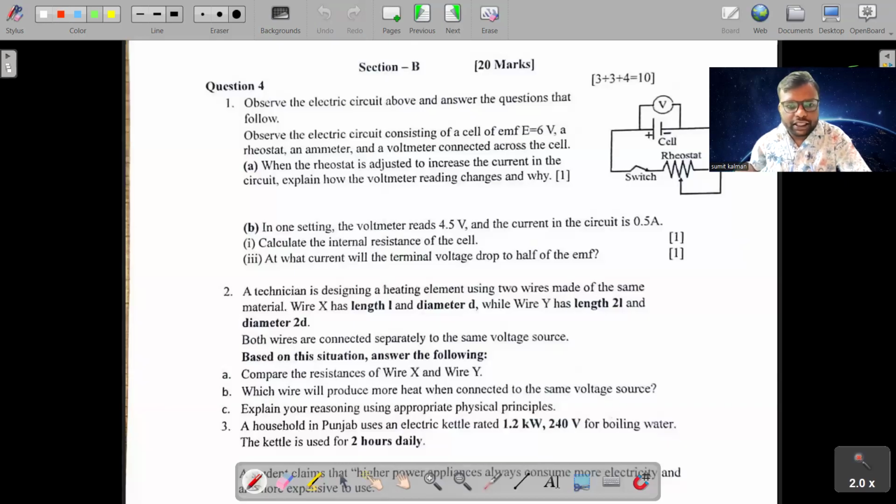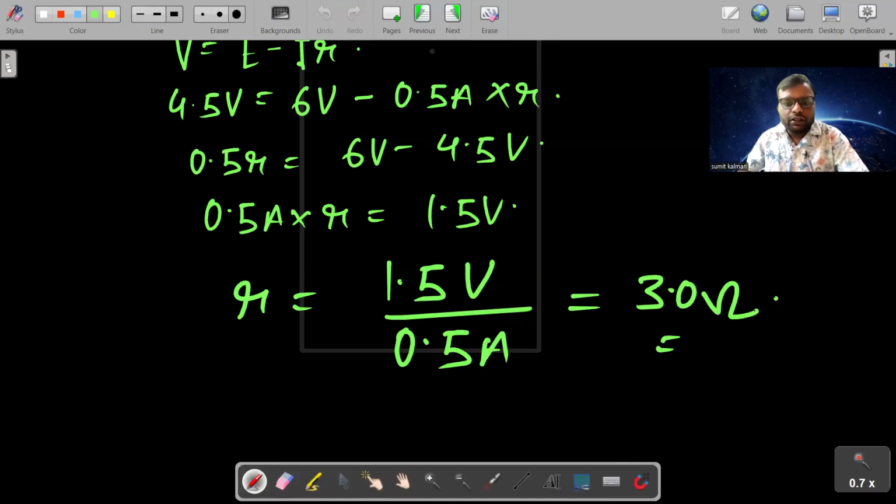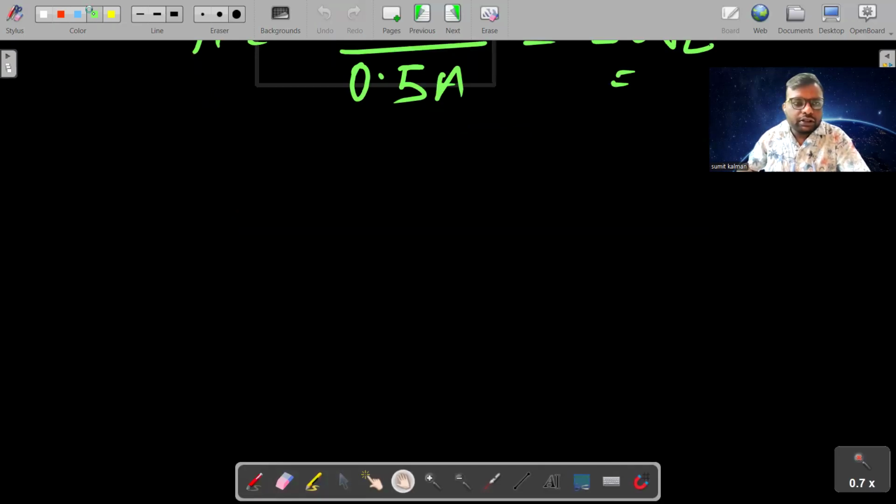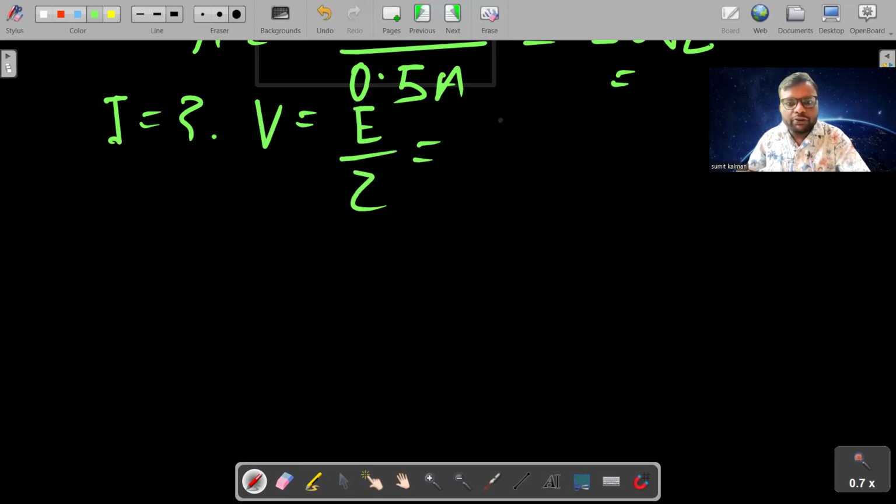So here students, in next part they are asking at what current will the terminal voltage drop to half of the EMF. So we have to calculate that current at which terminal voltage drops to half of the EMF. So students, we will proceed for the solution of this problem. So here we have to calculate current at which terminal voltage is half of the EMF. EMF voltage is 6 volt, 6 volt upon 2. So here it will be 3 volt.